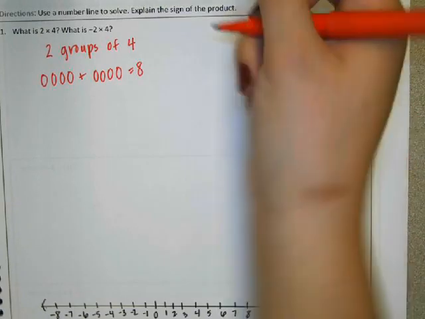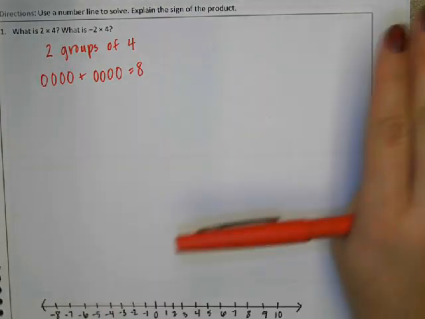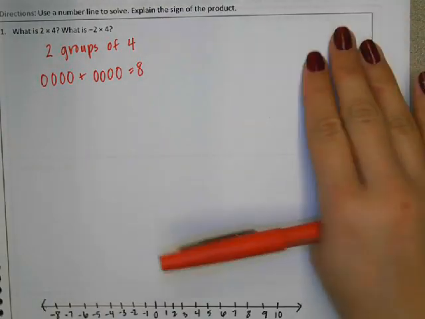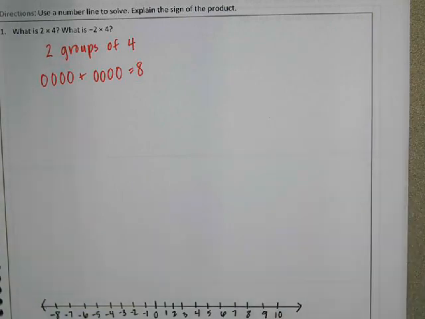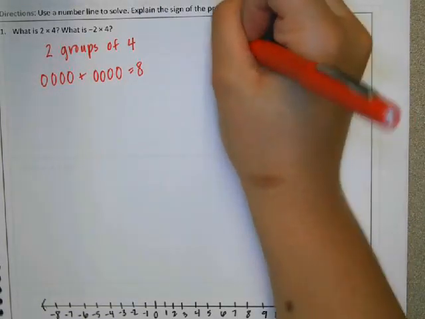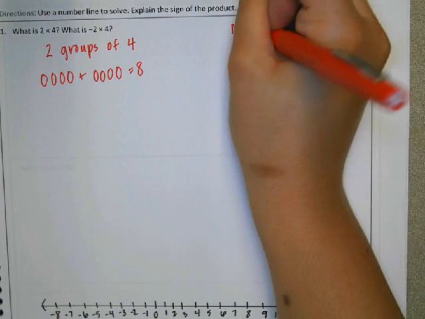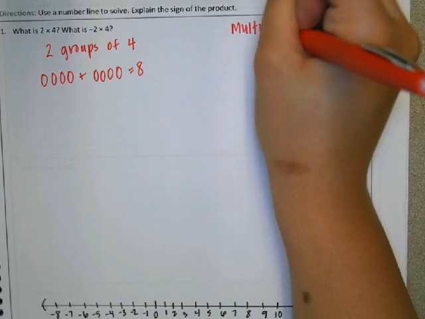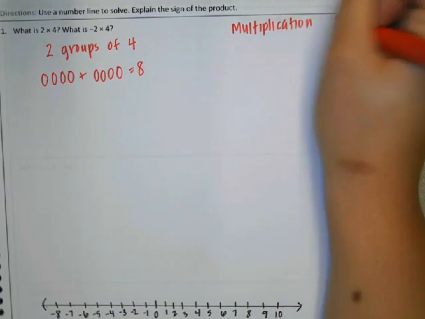So these are new rules. These are not the same as the addition rules. So we need to get that out of our head and into our head, the multiplication rules. This is something that needs to be memorized. So here is the multiplication rules.